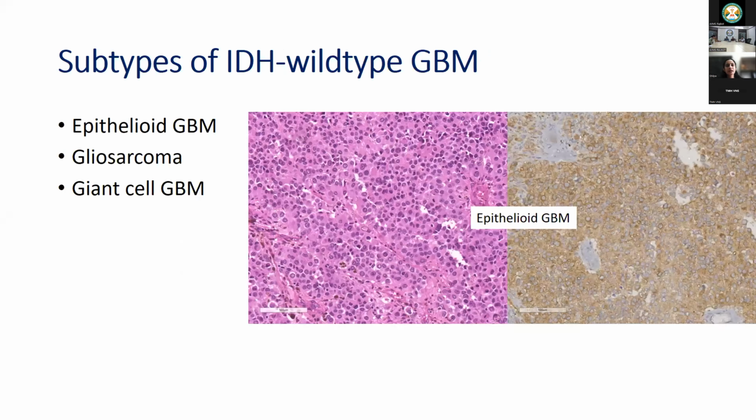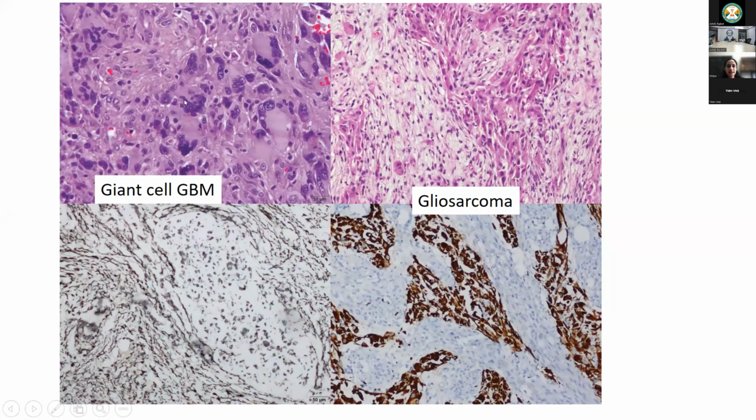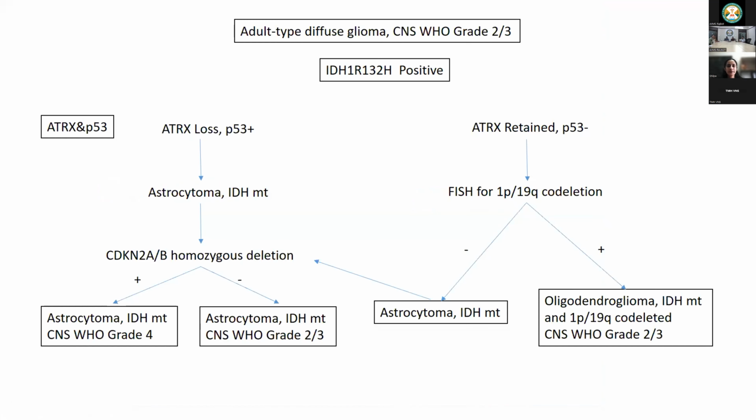There are three subtypes of IDH wild type GBM. One is the epithelioid glioblastoma, which is relatively circumscribed, superficially located. It is associated with BRAF mutation in about 50% of the cases. The other two groups are the giant cell GBM, which shows a lot of multinucleate pleomorphic giant cells, and gliosarcoma. So in gliosarcoma, you have alternating glial and the sarcomatous element. Only the glial element will be labeled by GFAP. So all these are subtypes of IDH wild type glioblastoma.